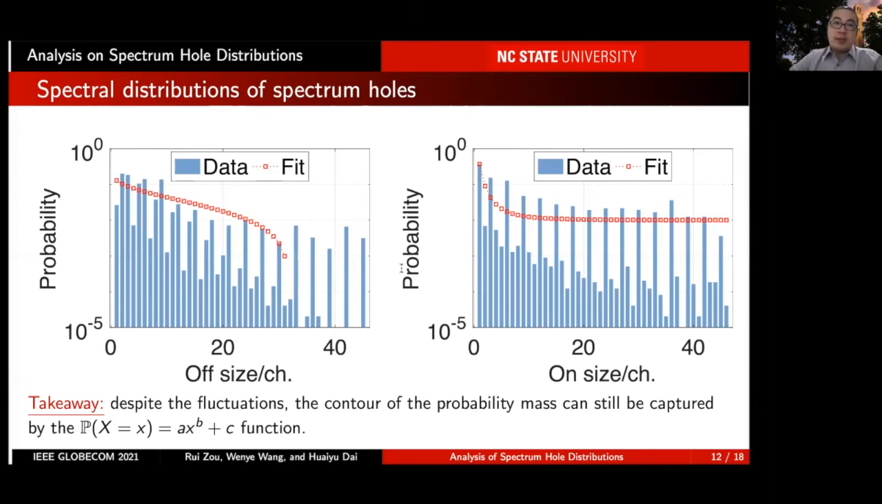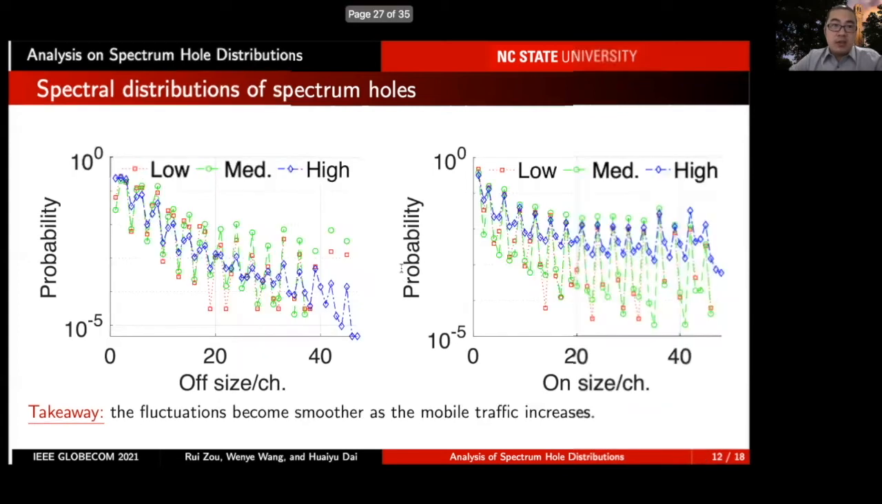Now let's examine spectrum holes in the frequency domain. Their probability mass has regular fluctuations, but the overall contour can still be captured by the power law with a constant function. Let's see how the traffic intensity affects the spectral distribution of spectrum holes. According to these figures, the fluctuations of the probability mass of spectrum holes get smoother when traffic intensity increases.